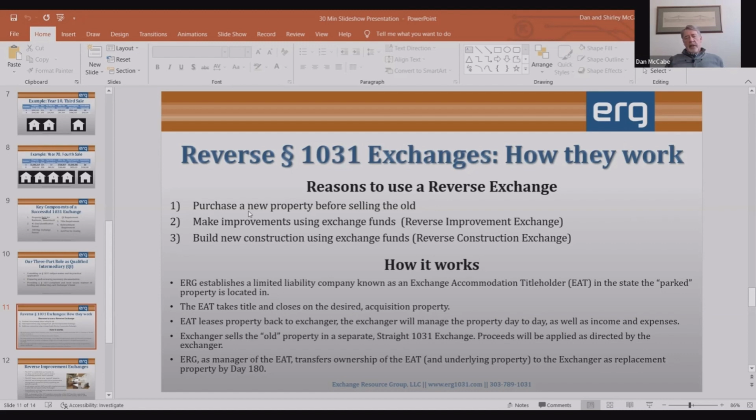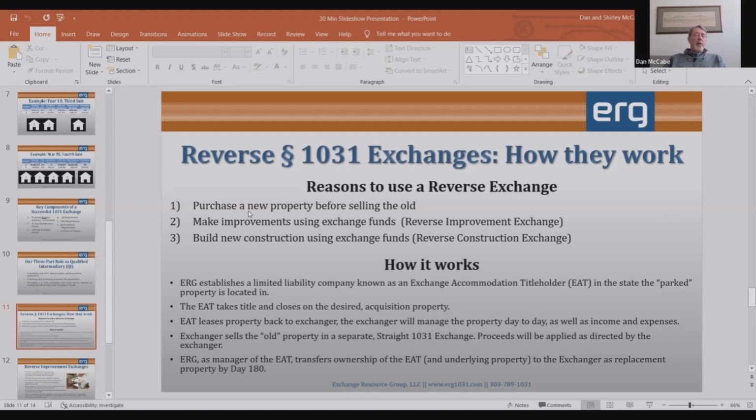Because you're not allowed to put 1031 dollars into property you're already entitled to, we have a separate entity that will establish an EAT, exchange accommodation title holder is what the IRS calls it. We do all of these in conformity with IRS Revenue Procedure 2000-37 that we got in writing back 20 plus years ago. And so we set up a limited liability company in the state in which the property is located. That limited liability company then borrows from you or from you and your lender the cash necessary to take title and close on that property.